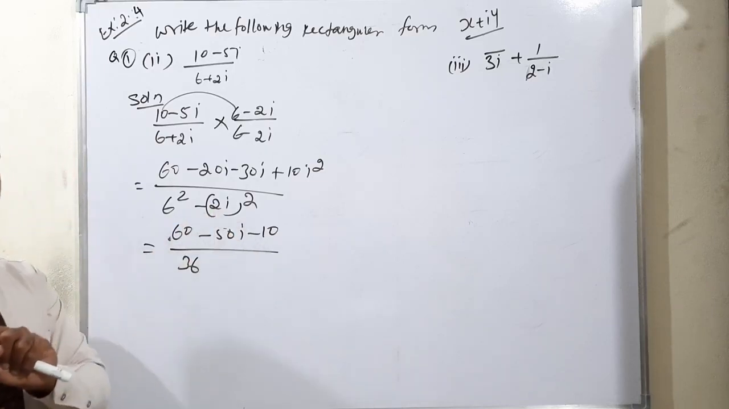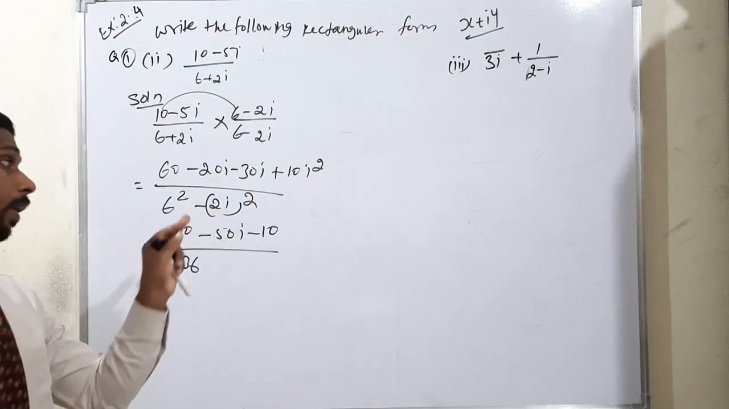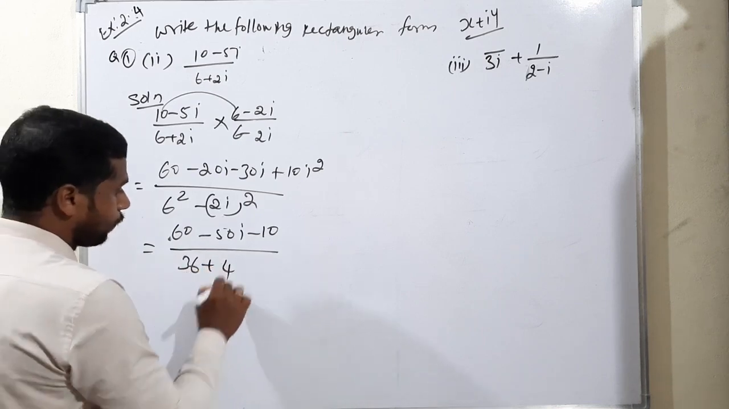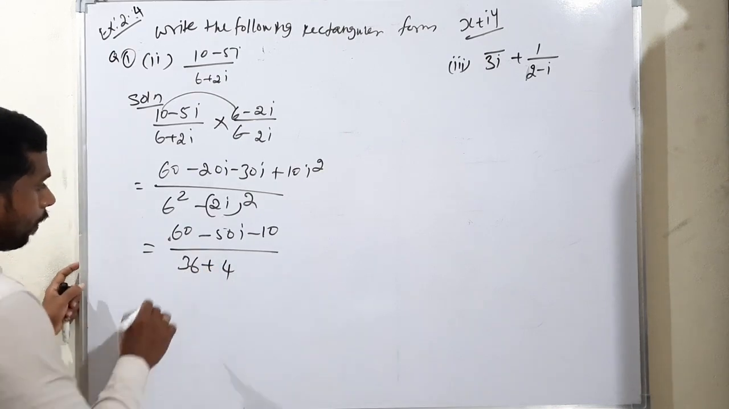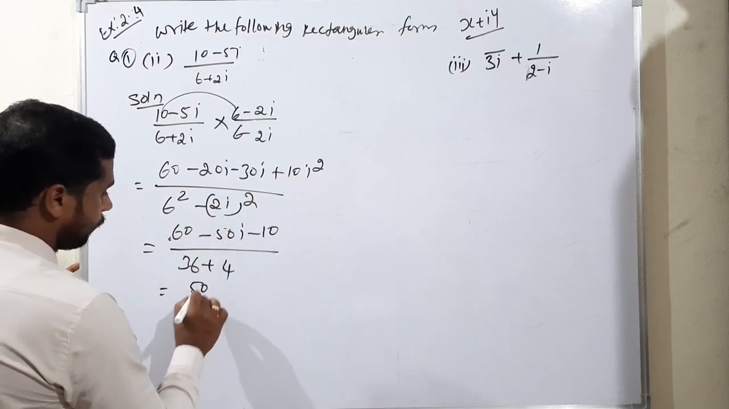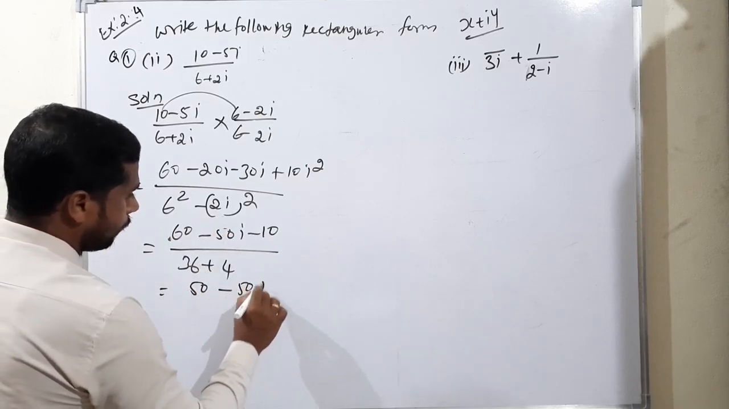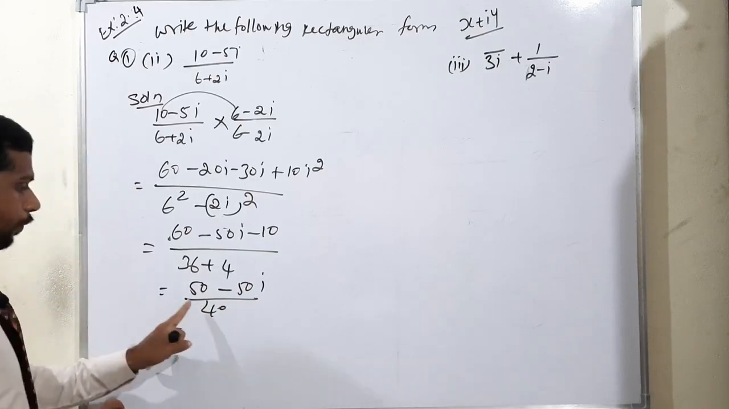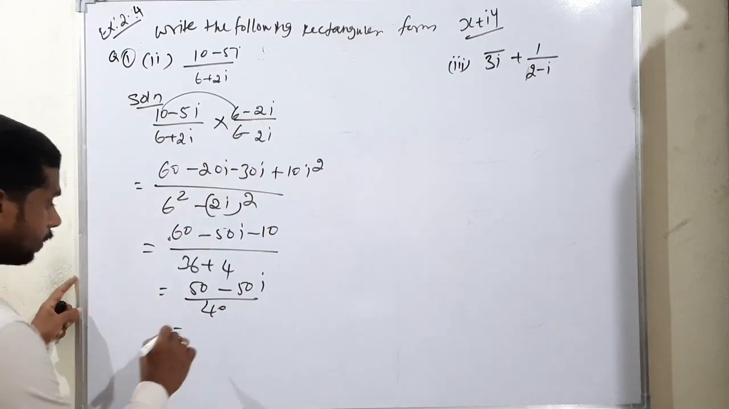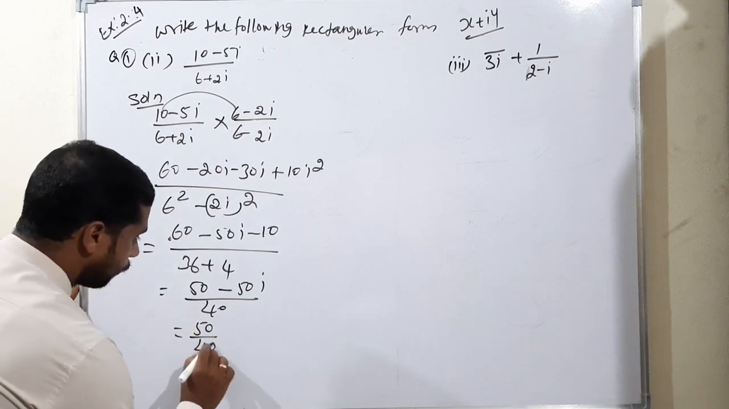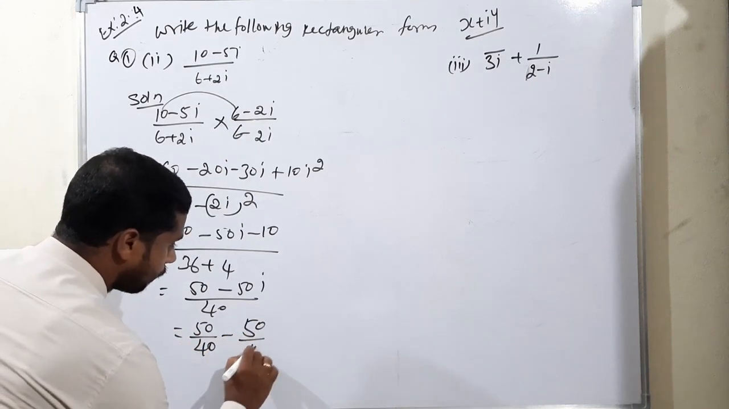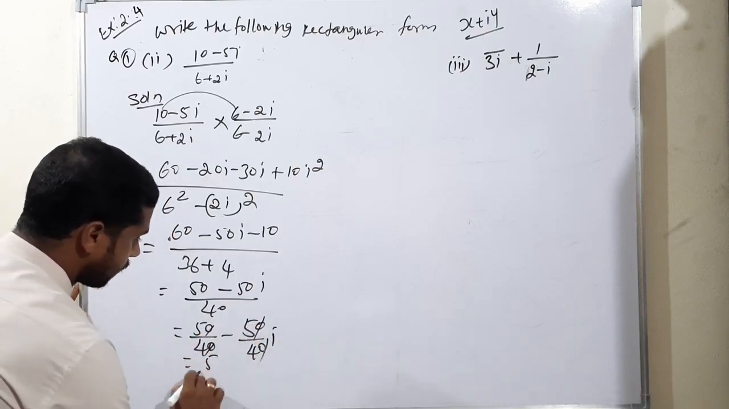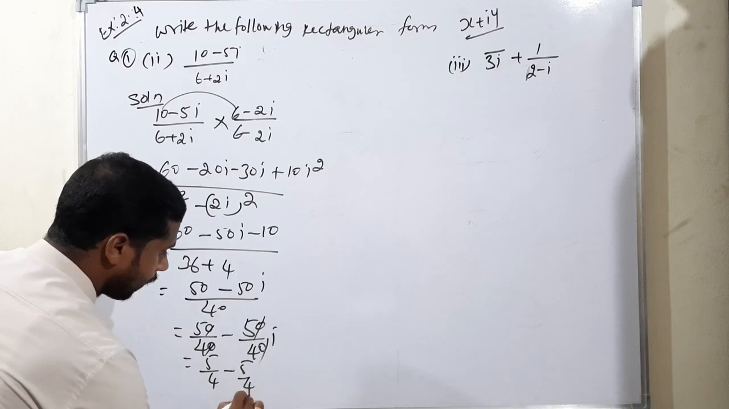If you remove the bracket, 2 square means 4, i square is minus 1. Already we have a common minus, therefore minus into minus becomes plus 4. Now 60 minus 10 is 50, minus 50i, divided by 36 plus 4, which is 40. If you make it x plus iy form, first 50 divided by 40 minus 50 divided by 40i. Zeros cancel. Therefore, the answer will be 5 by 4 minus 5 by 4i.